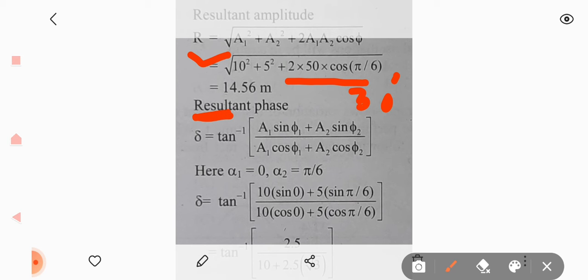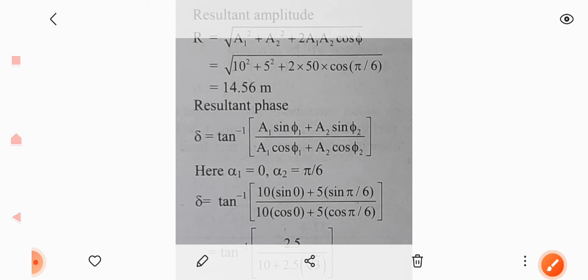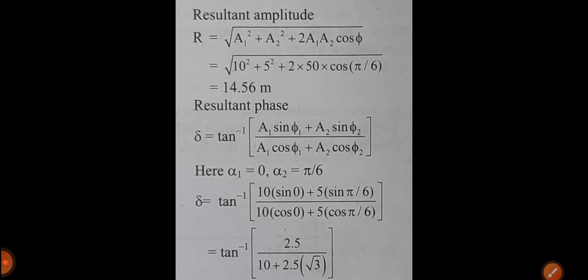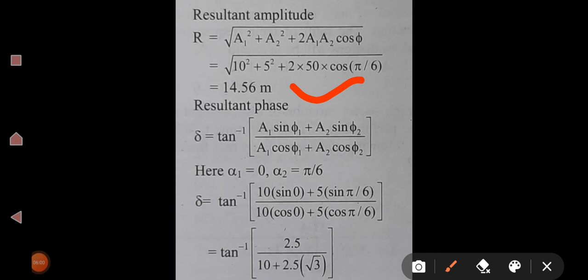Again, in order to find out the resultant phase angle, delta is equal to 10. So based on the first answer also, 14.6, you can get the correct answer. So it is not necessary to find out the phase angle. Now if you want, you can use the formula for the phase angle: delta is equal to tan inverse of (a1 sin phi 1 plus a2 sin phi 2) upon (a1 cos phi 1 plus a2 cos phi 2), so that you will get the phase angle. The values of the tan inverse in the examination will be given in the bracket. So for this question, the correct answer is 14.56 meter, that we have calculated now.